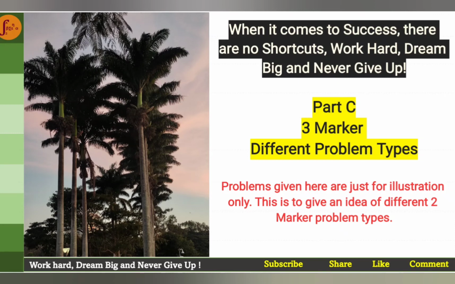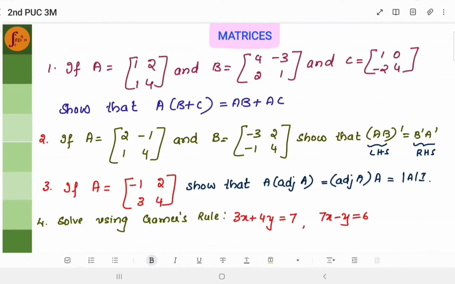Hi everyone, in this video we'll go through 3 marker problems from part C. Here are different problem types from matrices. You have to prove that this particular left hand side expression is same as right hand side expression. Similarly here, AB the whole transpose is equal to B transpose into A transpose. And here, A into adjoint of A should be equal to adjoint of A into A.